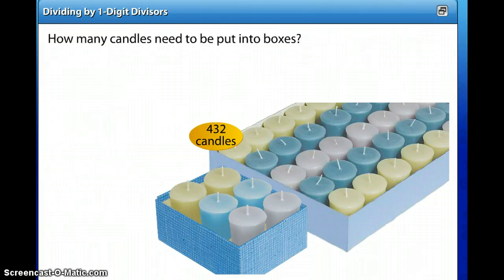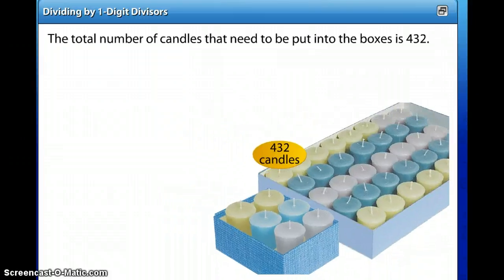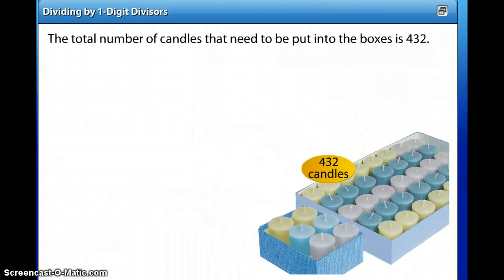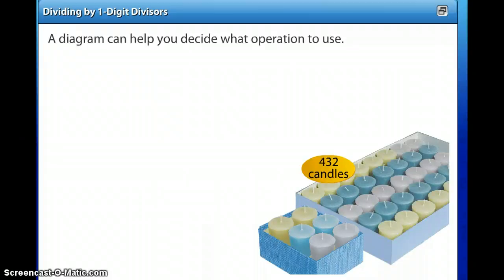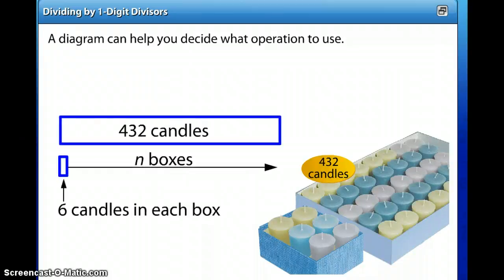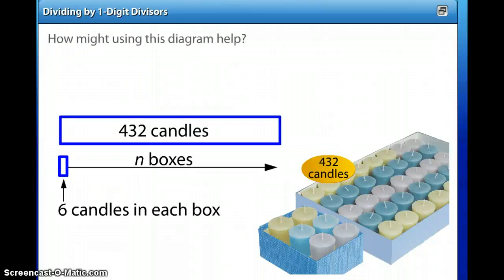How many candles need to be put into boxes? Haley Parker, how many candles go in each box? The total number of candles that need to be put into the boxes is 432. A diagram can help you decide what operation to use. How might using this diagram help?